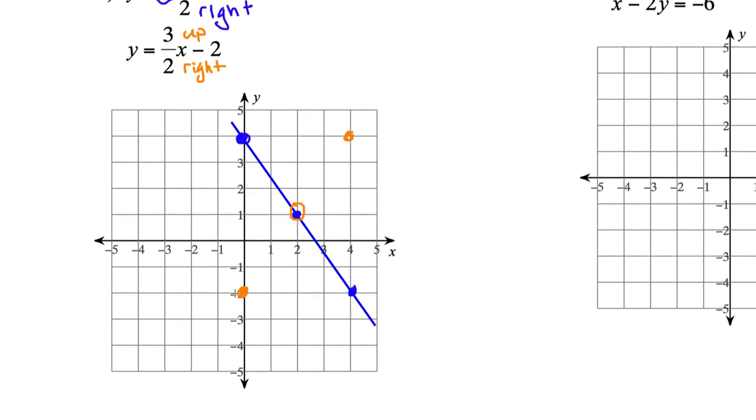And I can go the reverse as well. I can go left 2, down 3. And I have a bunch of points that I can graph. And we can clearly see that our answer is that intersection of 2, 1. So the answer here, solved by graphing, is 2, 1.